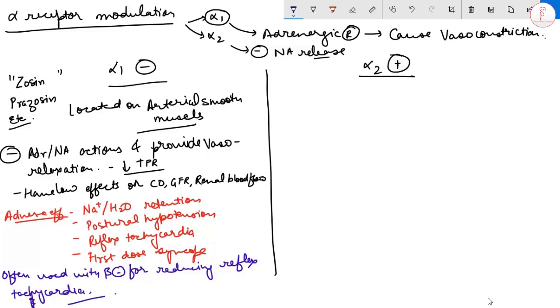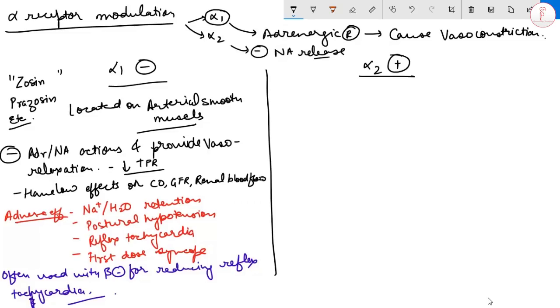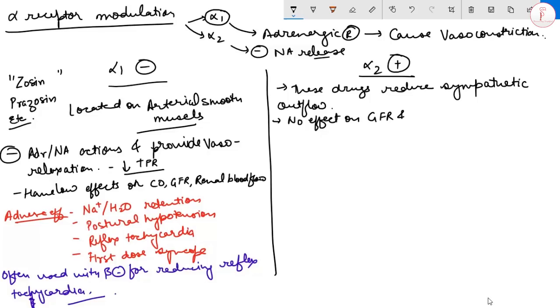And when we talk about alpha 2 receptors, they are the presynaptic receptors, and their stimulation leads to the inhibition of adrenaline or noradrenaline release. So these drugs reduce sympathetic outflow, and they have no effects on glomerular filtration rate and renal blood flow. So they can be used in patients that have hypertension along with renal insufficiency.